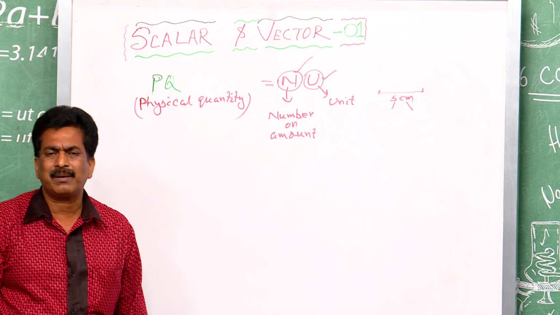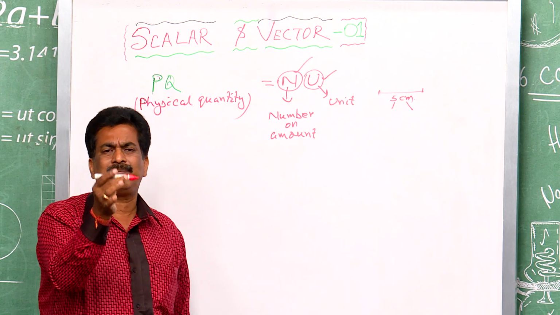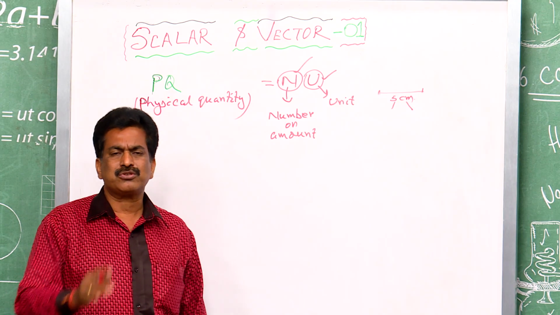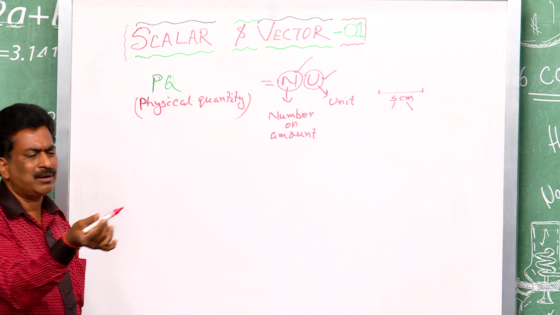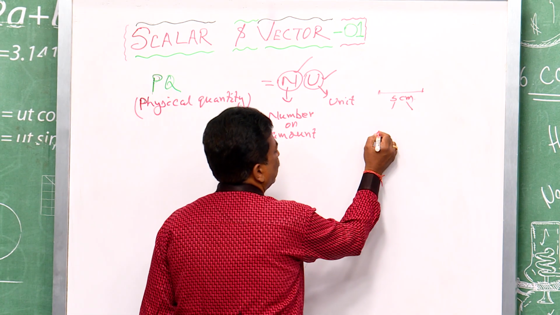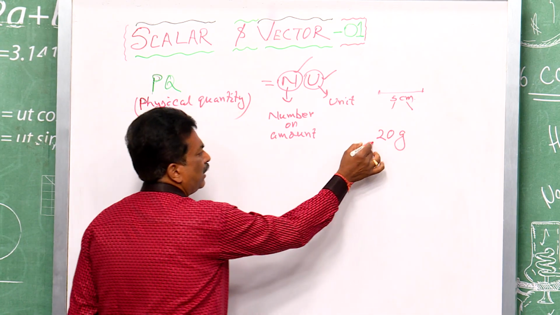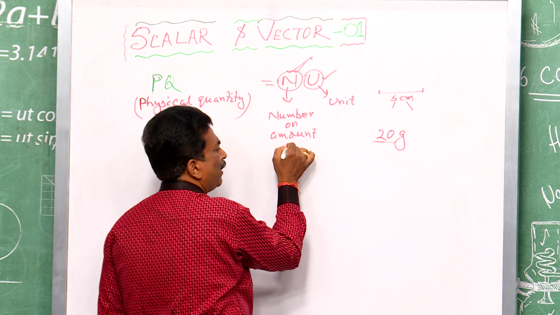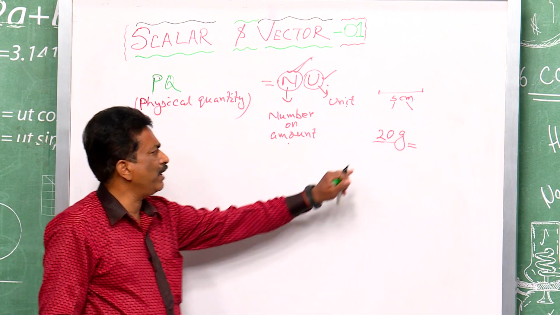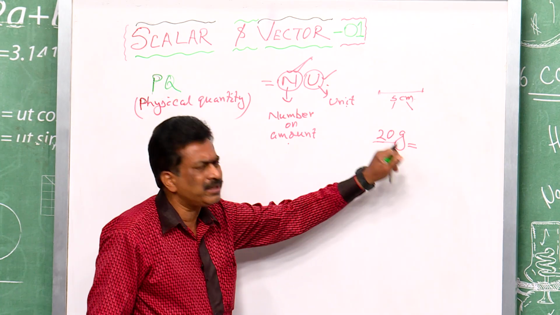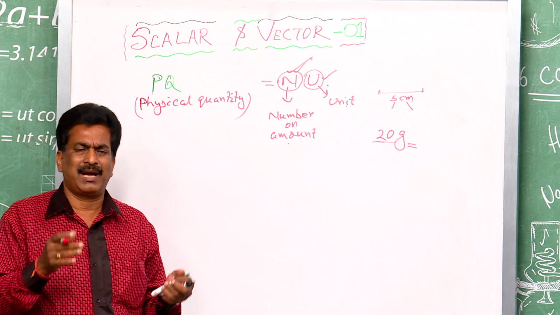So, by using that physical quantity, what do we measure? That is the length of this marker. Suppose someone asks, what will be the mass of this marker? And the mass of this marker, suppose, is equal to 20 gram. So, 20 is the number or the amount, and the gram is its unit. So, when the amount with the unit are taken together, that is called a scalar.